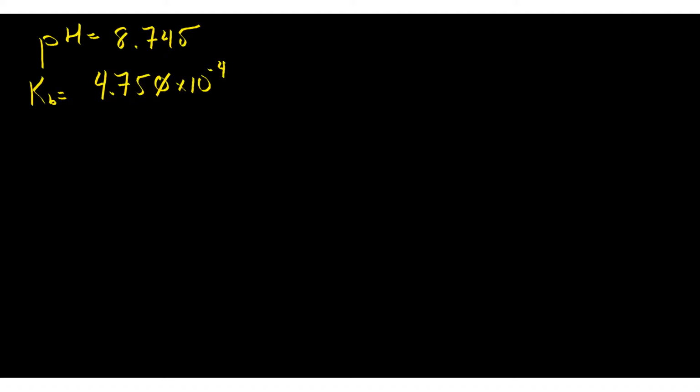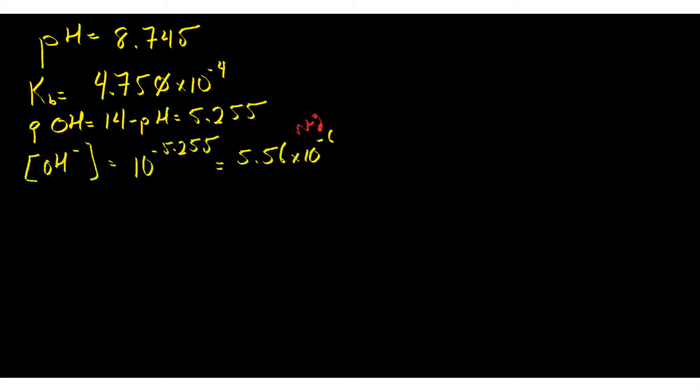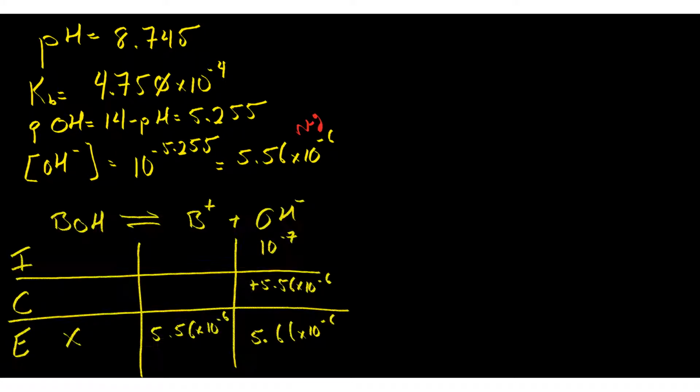We're going to need our equilibrium concentrations, and I gave you pH, but there's no H plus here, so we need to get pOH. pOH is 14 minus pH, so here it's 5.255. Concentration of OH minus is 10 to the negative pOH. 10 to the negative 5.255 is 5.56 times 10 to the negative sixth. Let's go ahead and start assuming that it's negligible and fill in our ICE table. BOH goes to B plus OH minus.